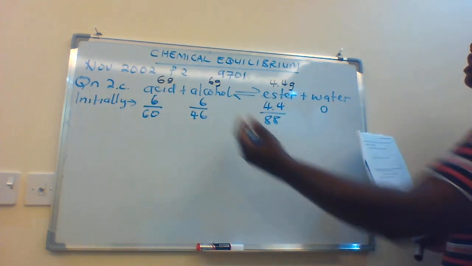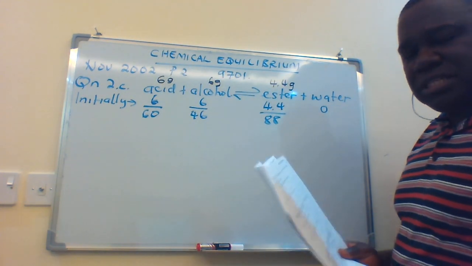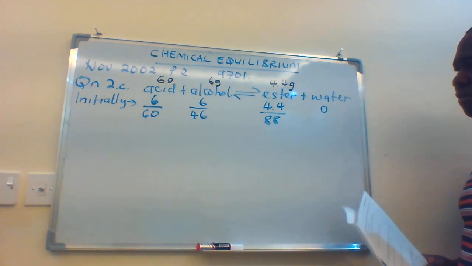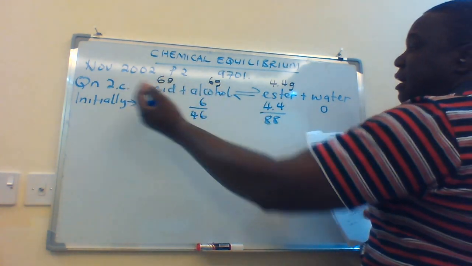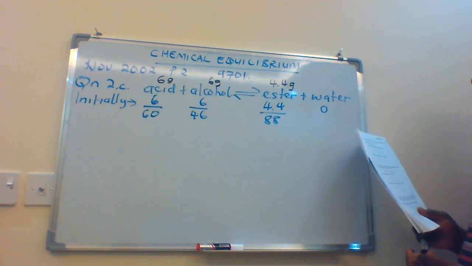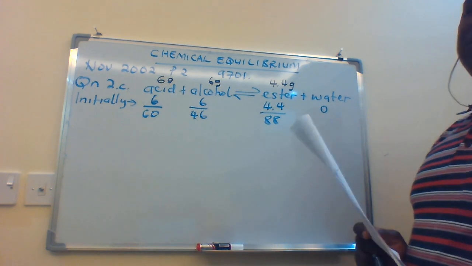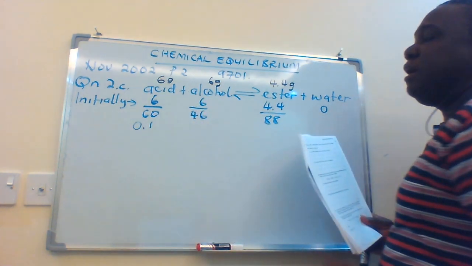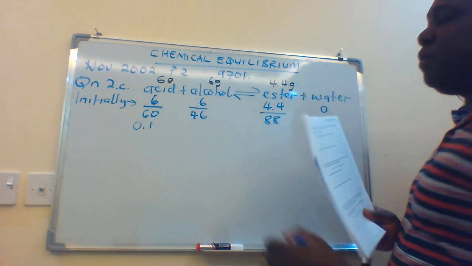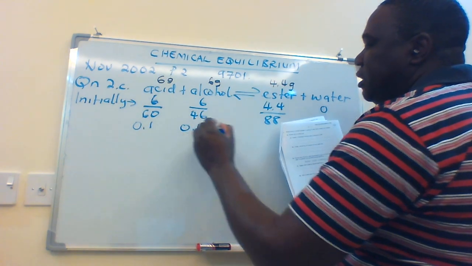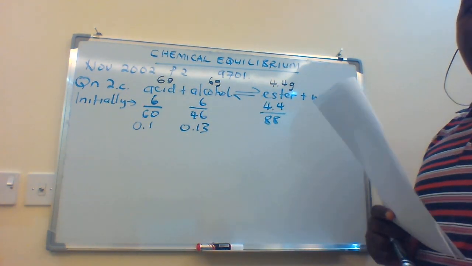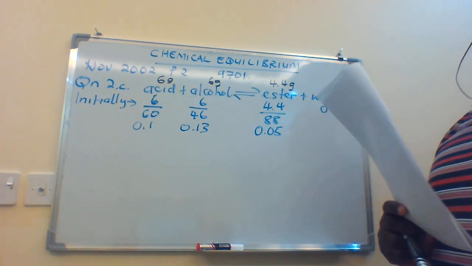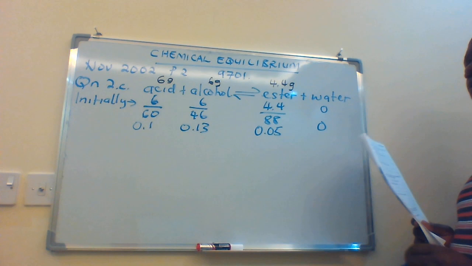We want to change the information given to number of moles because these questions work with number of moles, and that will help us get our answer faster. So these are our calculations for the first part. 6 over 60 gives 0.1. 6 over 46 gives 0.13. And 4.4 over 88 gives 0.05. The 0 for water will not change.